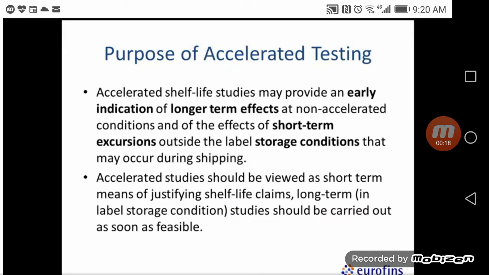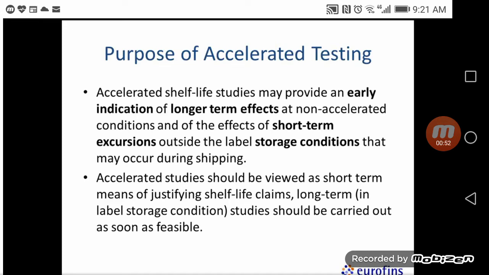So the purpose of accelerated studies is that you're looking to provide an early indication on longer-term effects of non-accelerated conditions and the effects of short-term excursions outside your label storage conditions. So let's say your product is normally stored in room temperature conditions. An accelerated study would be beneficial for justifying maybe having shipping that does not allow the product to go above that room temperature condition.